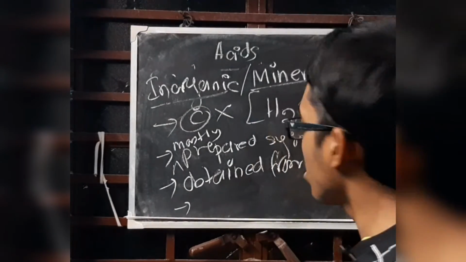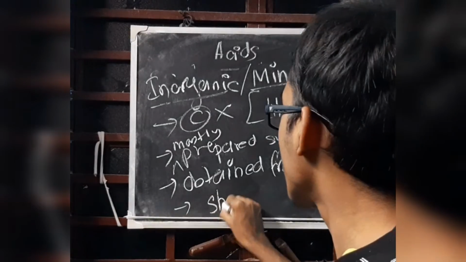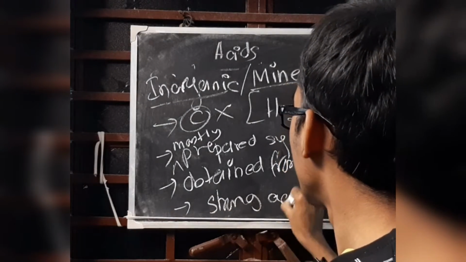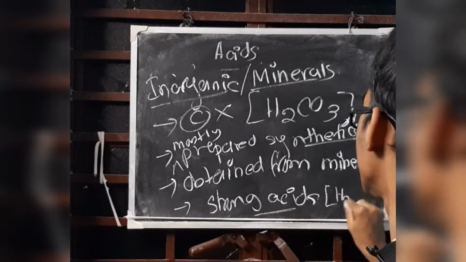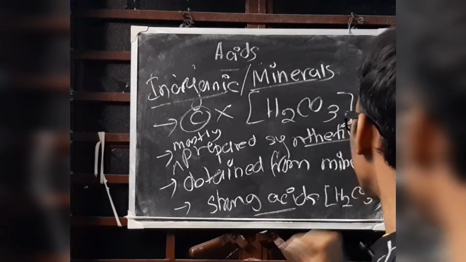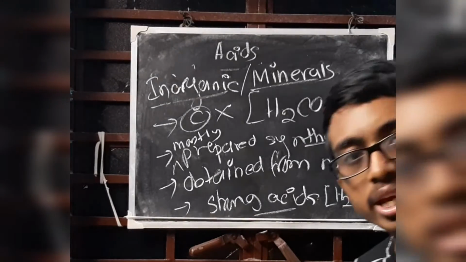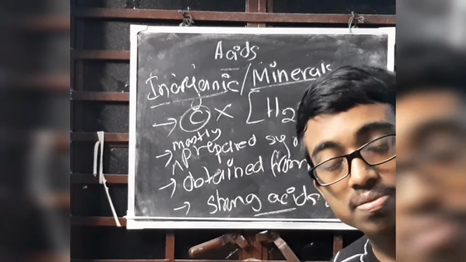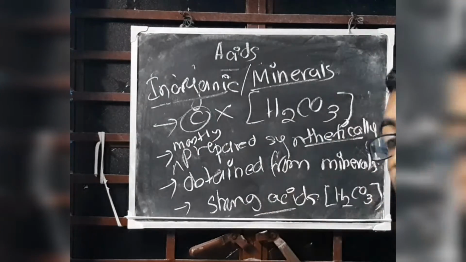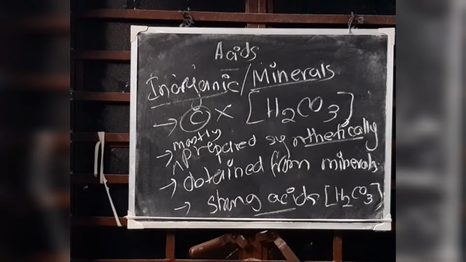Next, since we prepare them synthetically, we will definitely not prepare weak acids, so we will prepare strong acids. The exception lies again here: H2CO3. Clear? Strong acid, but H2CO3 is a very weak acid. Also, carbon atom is not present in inorganic acids, but H2CO3 has a carbon atom. So this is a big exception that you have to remember.